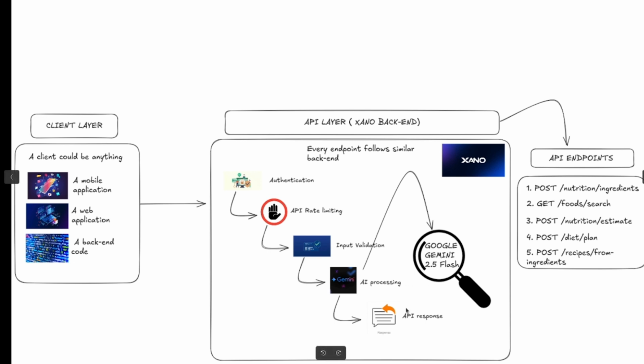After the AI response is generated, we normalize the output and send back a clean, structured API response to the client. On the right side, these are all the five endpoints we created. Even though these endpoints do different things, they all follow the same backend pipeline: authentication, rate limiting, validation, AI processing, and response. Overall, this architecture allows us to offer AI-powered nutrition intelligence as a clean, scalable, developer-friendly API.